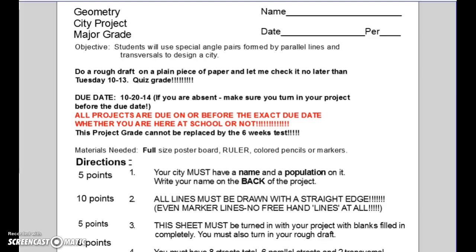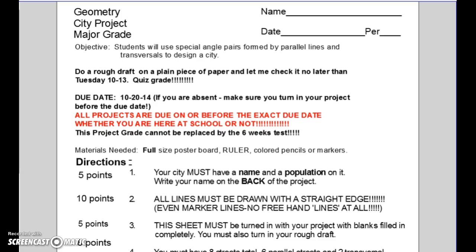Alright, so today, on the big pink paper, we're talking about our project, correct? We're going to make a city using parallel lines and transversals. First things first, what does the next thing say after we're going to make a city? We have to do what? A rough draft.